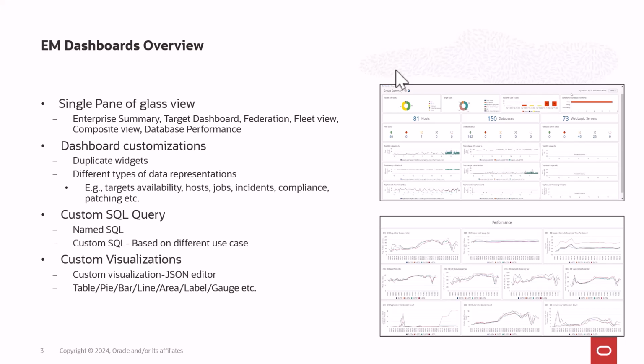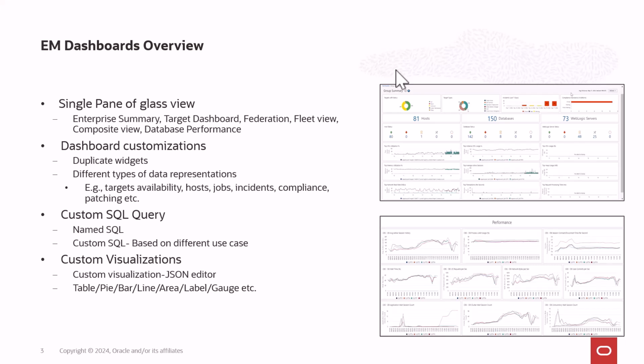There are different types of data representation that you can see through the dashboard, like target severity, host, job, incident, compliance, patching, etc. You can see different kinds of compliance violations, different kinds of patching recommendations, which targets are down or up, and which hosts are up and down. Incidents reported and all sorts of representation. I have already given a screenshot on the right side that shows a couple of them. And at last, we go ahead from the out of the box to the customizations.